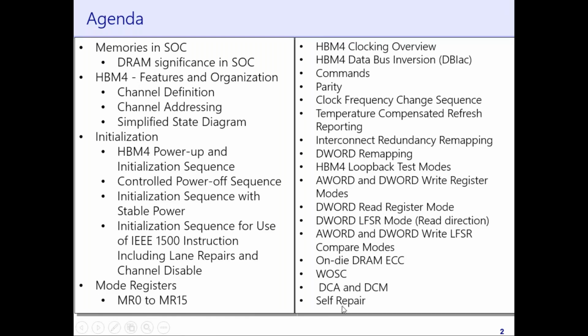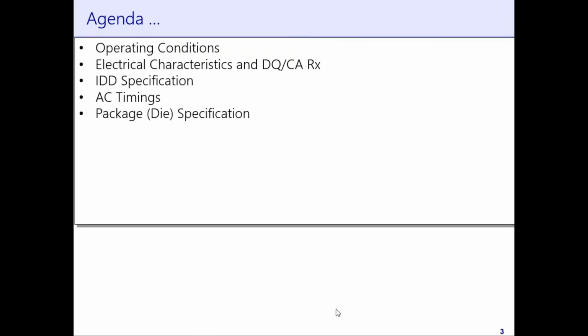Anytime there is a fault, there is a concept in HBM4 where up to two connection faults can be repaired. So how that is implemented, we'll discuss. Then we'll also discuss some basics of operating conditions and electrical characteristics. We'll also talk about IDD specifications, AC timings, and package specification. I mean, what is the placement of the bumps and micro bumps we'll talk about.